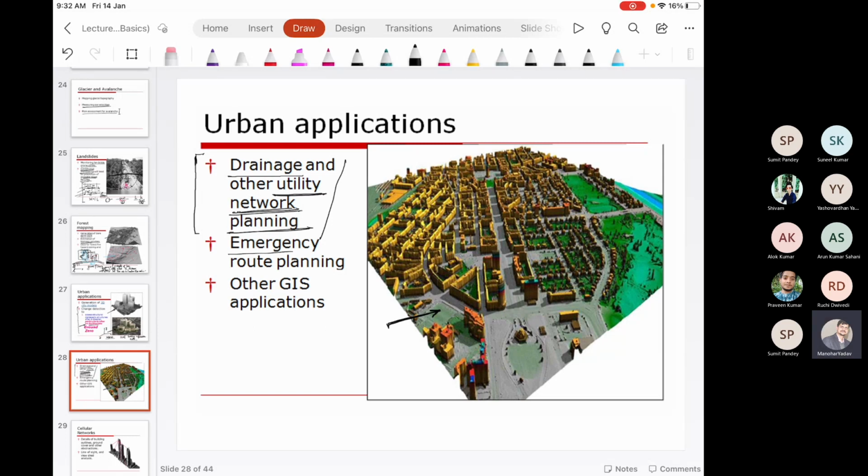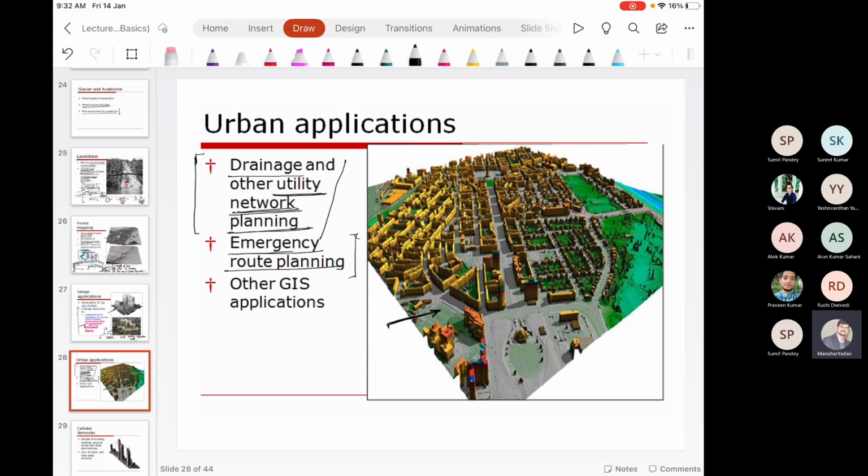Then further, emergency route planning can be done. Like you know the information about the road network, you know the width of the network, whether it's a single lane or dual lane. All information is there with you. So emergency route planning can also be done when you have three-dimensional detail of the city.